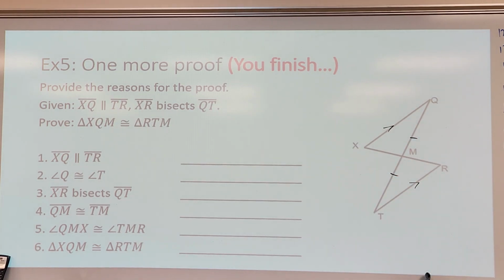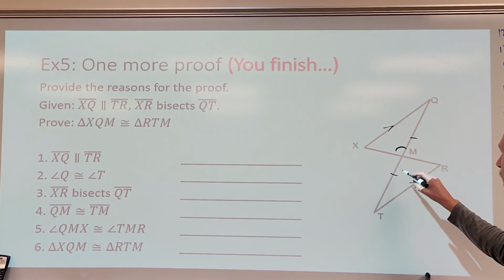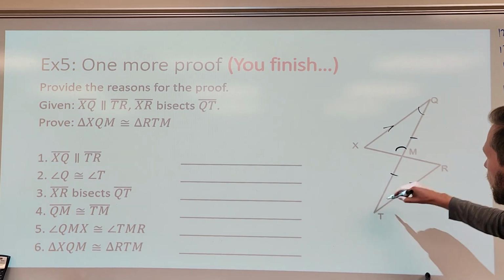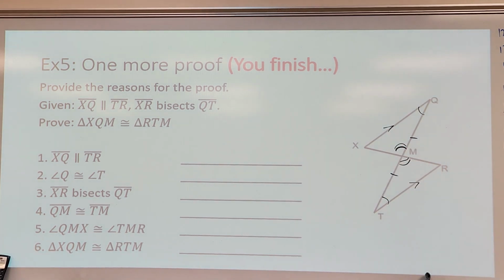All right? We have an angle QMX, which is this one, and they're saying that it's, whoops, let me mark this other one. They had that one marked. Now they're saying that this one and this one are congruent to each other. And the question is why? Why are those angles congruent to each other?